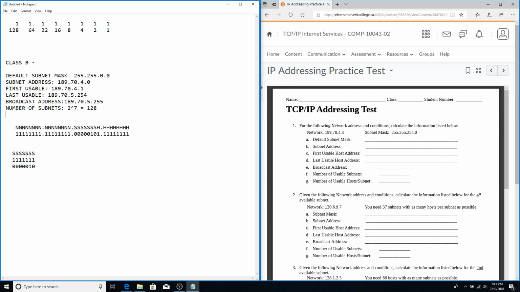And number of usable hosts, and we're going to say 2 to the power of, in this case it's 9 because we have 8 here and then 1 here, but we're going to subtract 2 because we don't count the broadcast or the subnet address, and this guy is going to be 512 take away 2, which equals 510. And that's it. That's how you figure out your first type of question.